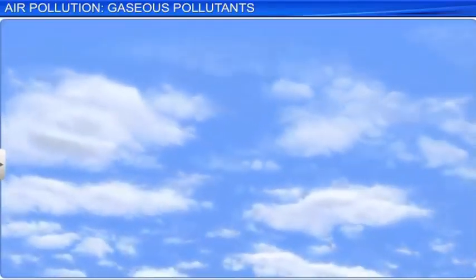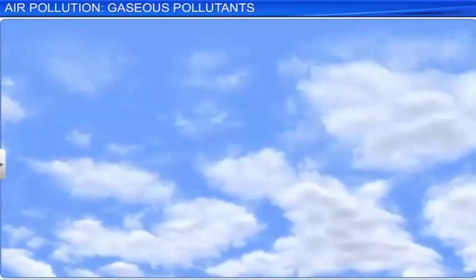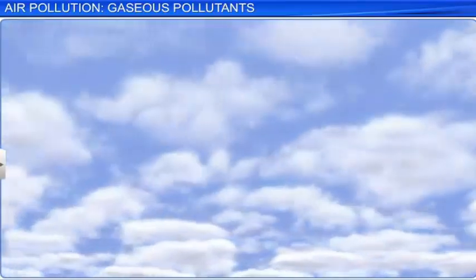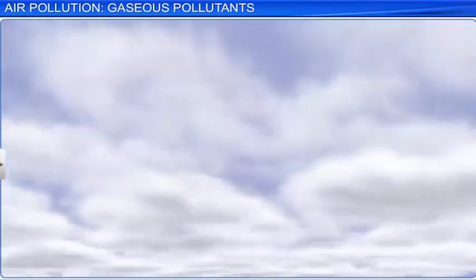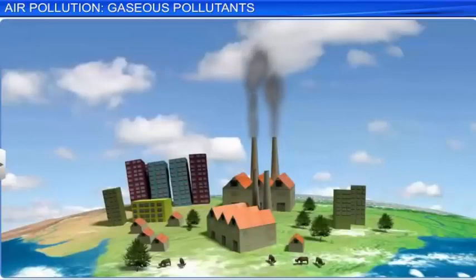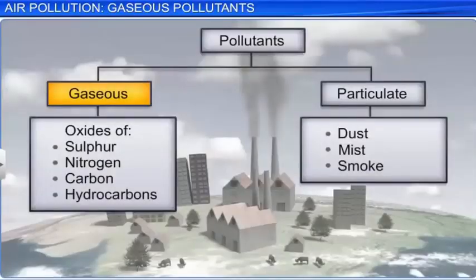Strong air movements and the formation of clouds takes place in the troposphere. Particulate matter and gaseous pollutants cause pollution in this region. The major gaseous pollutants of the atmosphere are harmful gaseous oxides, including the oxides of sulfur, nitrogen, and carbon, besides hydrocarbons. The major particulate pollutants are dust, mist, and smoke.